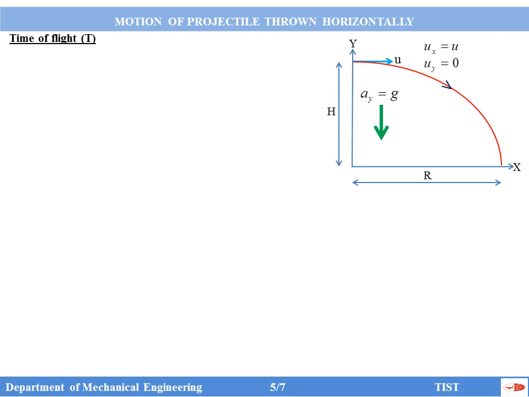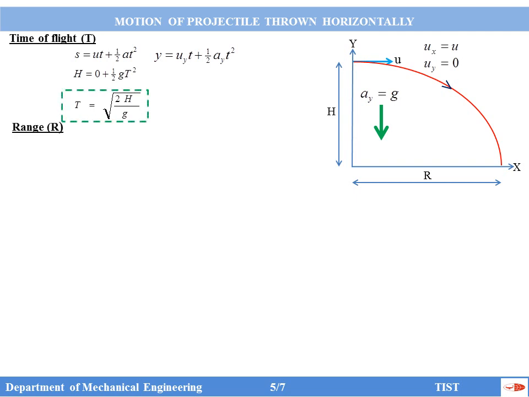So for the time of flight, you take the motion in y direction, so I am using s is equal to ut plus half at square. So s in y direction is y, and uyt plus half ayt square. So y is actually h, uy is 0, we know, 0 plus half gt square, or time of flight t equal to root 2h by g, that is the time of flight. Okay, it's a very straightforward equation.